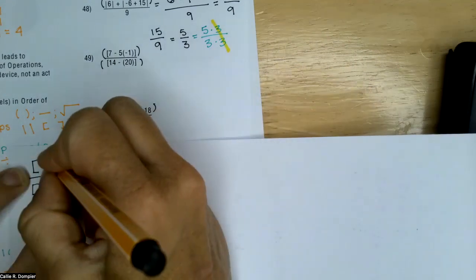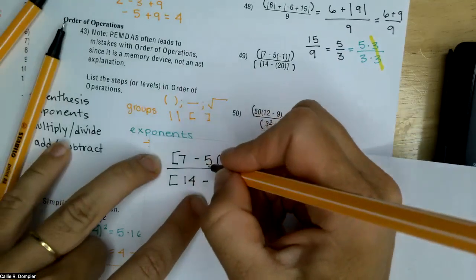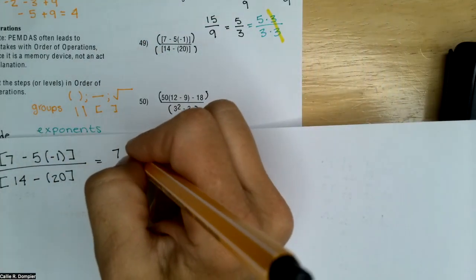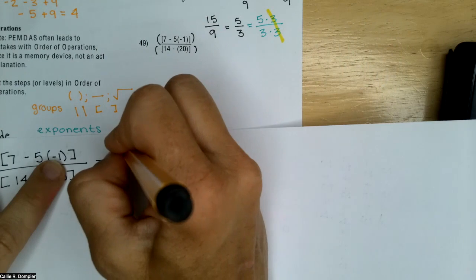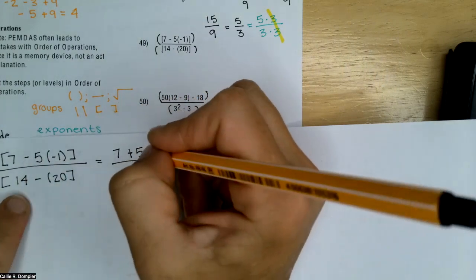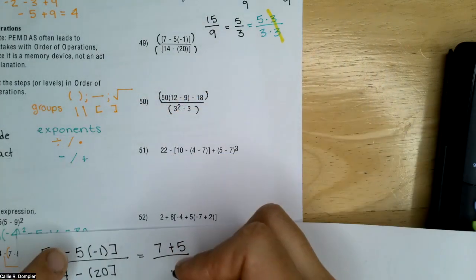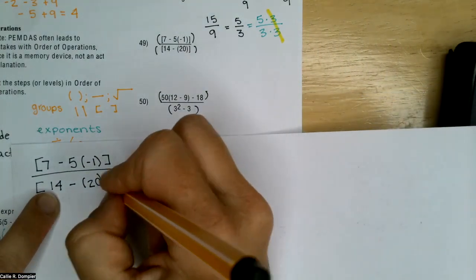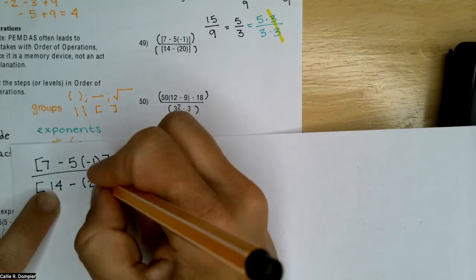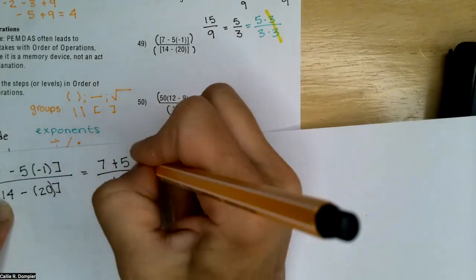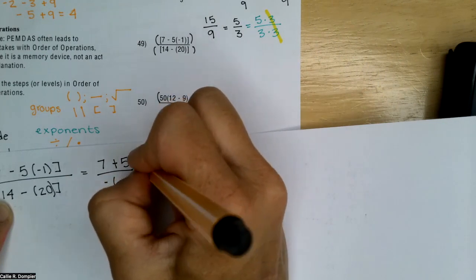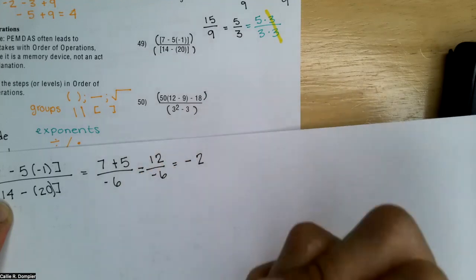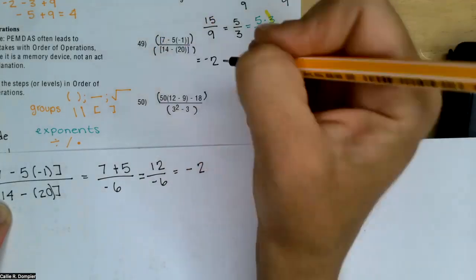7 minus, I'm going to do multiplication and division before adding and subtracting. So 7 minus 5 times -1, or -5 times -1, is +5. And then 14 minus 20. I don't know why the 20 is in parentheses. 14 minus 20, those are different signs. So 20 minus 14 is 6, and the 20 was a negative, so it's -6. 7 and 5 is 12, maybe. 12 divided by -6. A positive divided by a negative is going to be a negative, and 12 divided by 6 is 2. -2. Good.